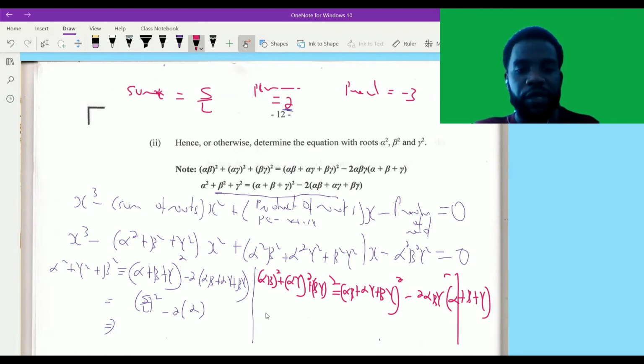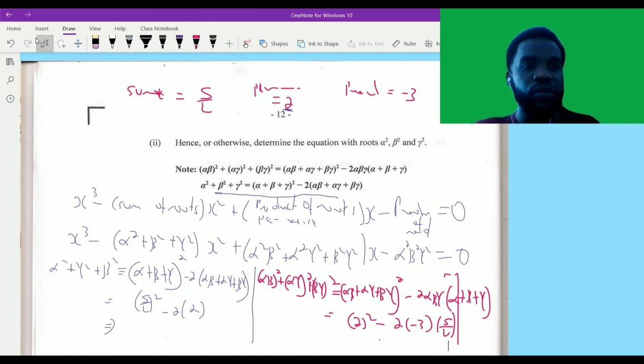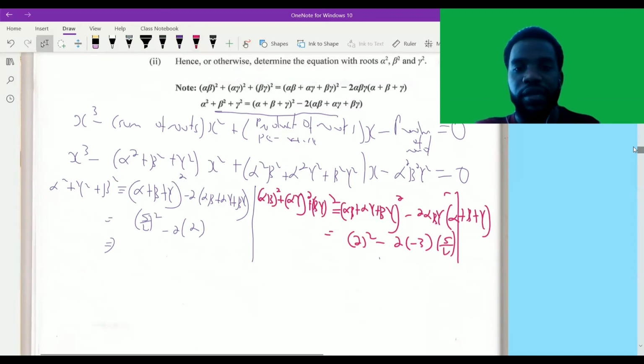Okay, so let me just populate this formula now. The sum of the product pairwise was 2, so that's 2 squared minus the 2 times the product, so 2 times negative 3, times the sum, which is 5 over 2. Now, you don't need to work this out step by step. All of these are calculator work.